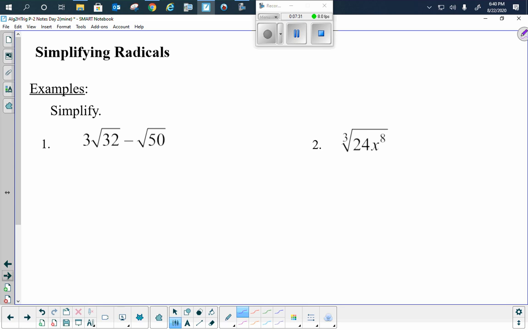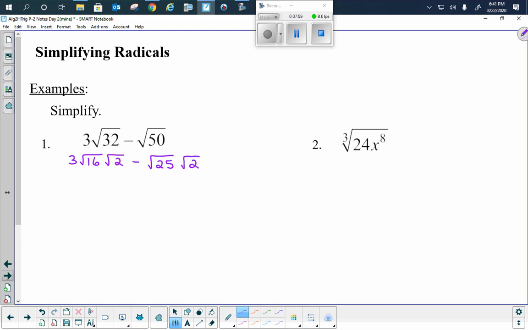I hope you're thinking maybe of this one as the 3 that was already in front, and the perfect square that goes into 32 is 16. So if you think of this as 3 times the square root of 16 times the square root of 2, because 16 times 2 is 32, minus, if you think of 50, the perfect square that goes into it is 25. So the square root of 25 times the square root of 2.